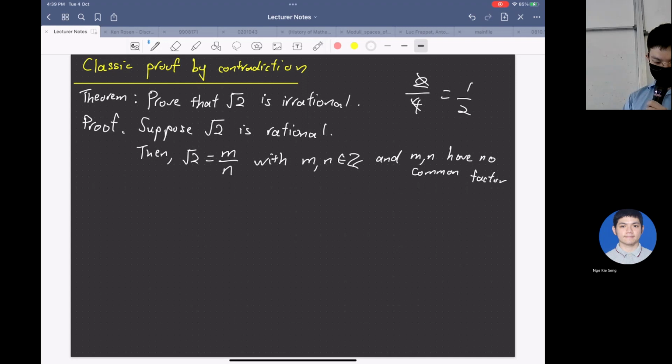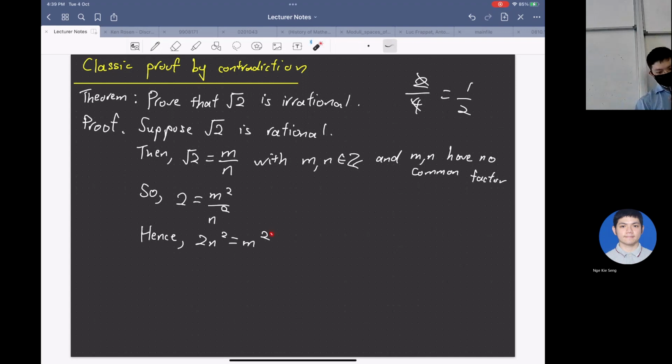So we can square both sides. We get m squared over n squared. Okay, following? Then we get 2n squared equals m squared. So you see, m squared is 2 times some integer.